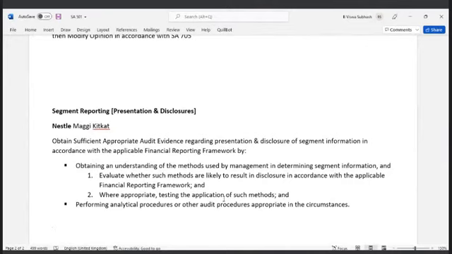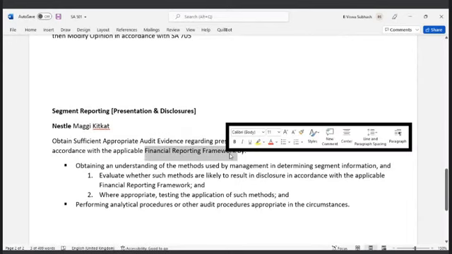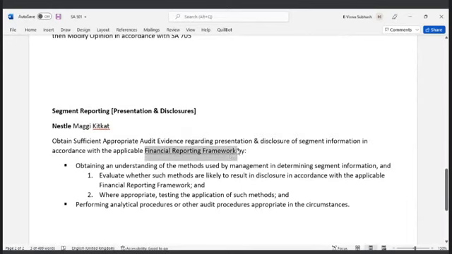So here, obtain sufficient appropriate audit evidence regarding presentation and disclosure of segment information in accordance with the applicable financial reporting framework. That is basically your standards. Ind AS or accounting standards. That basically is your financial reporting framework.